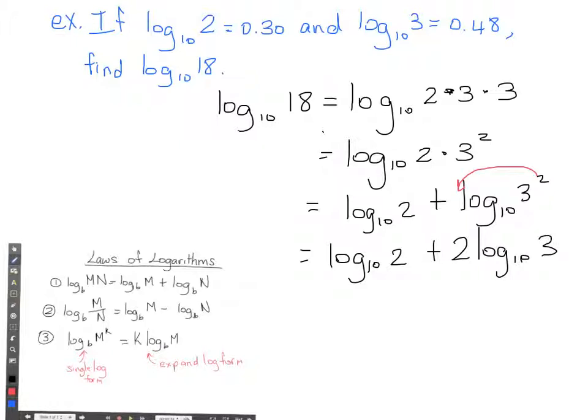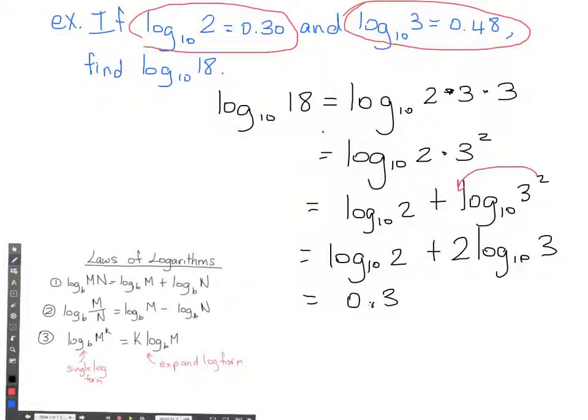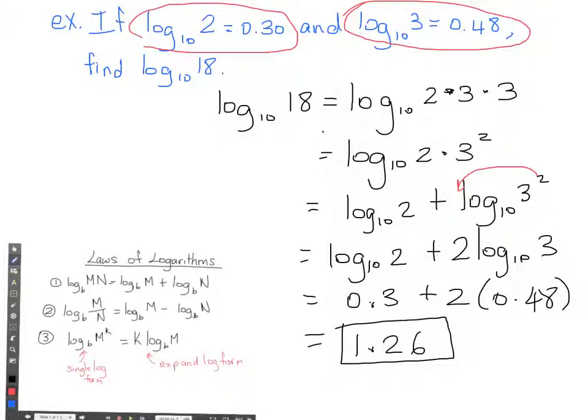All right, recall that they actually told us what log to the base 10 of 2 is and what log to the base 10 of 3 is. So we can replace those things. Log to the base 10 of 2 is 0.3 plus 2 times log to the base 10 of 3, so 2 times 0.48. All right, and when we work that out, we get 1.26. All right, that's a handy little thing to know. All right, let's look at one more thing before we wrap up.